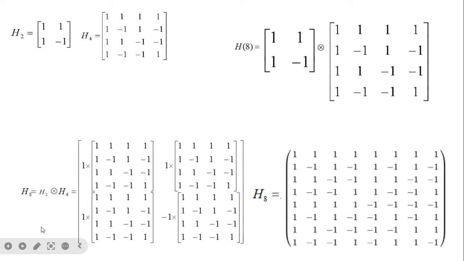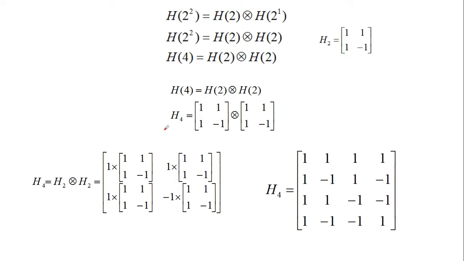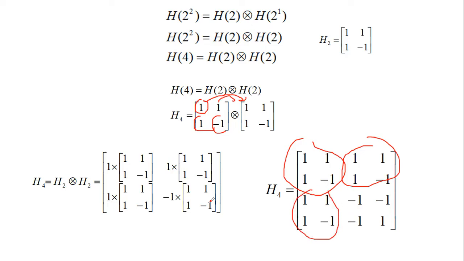For the Kronecker product, we take each element of the first matrix and multiply it with all the elements of the second matrix: 1 into the entire matrix, then 1 into the entire matrix, then 1 into the entire matrix, and this minus 1 into the entire matrix. So 1 1 1 minus 1 we get this, then 1 1 1 minus 1 we get this, then 1 1 1 minus 1 we get this, and when we multiply with minus 1 we get this. So by using the recursive generation and Kronecker product, we can obtain the Walsh Hadamard matrix of order 4.